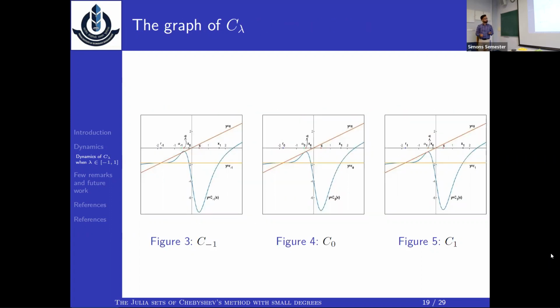Do you have a parabolic point? Yes. For C lambda, the xi lambda is parabolic. Even in this case, C minus 1, xi lambda is parabolic.